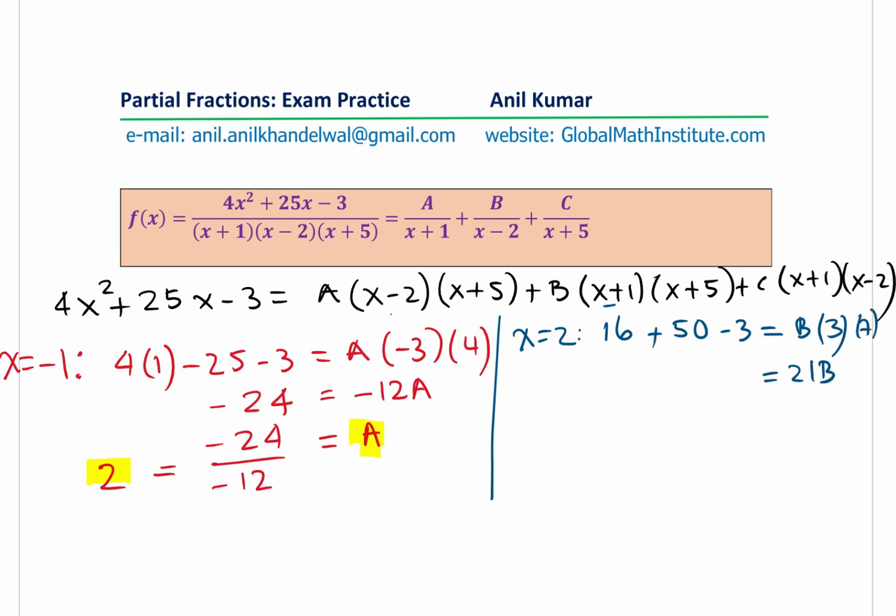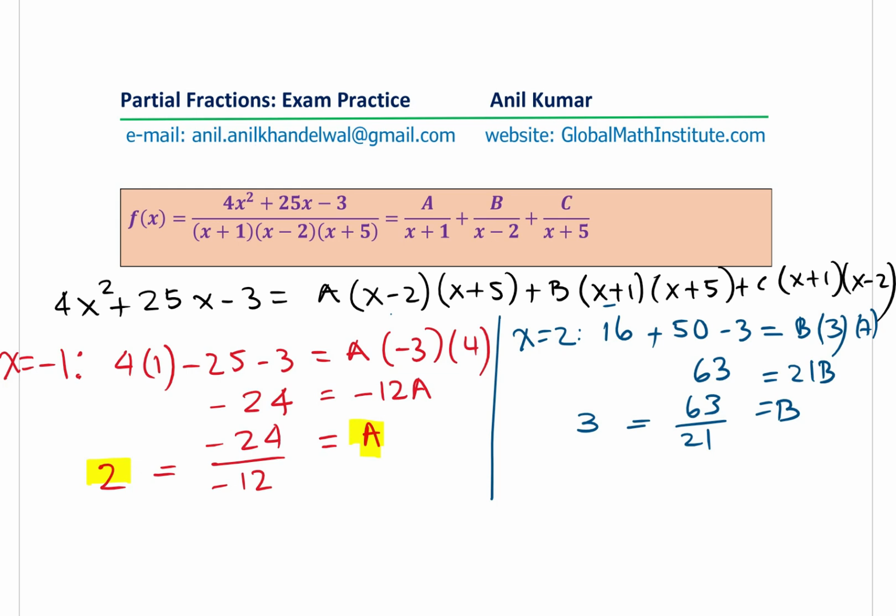And here what do we get? In this particular case, we get 3 less than 16 is 13. So 13 added to 50, we get 63. So 63 over 21 is the b value, which indeed is 3. Correct? So we get the value of b as plus 3. So that is what we got earlier also.